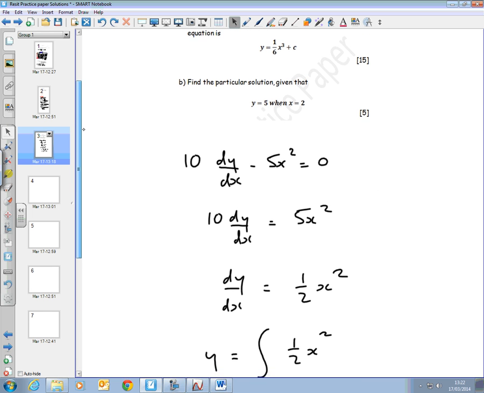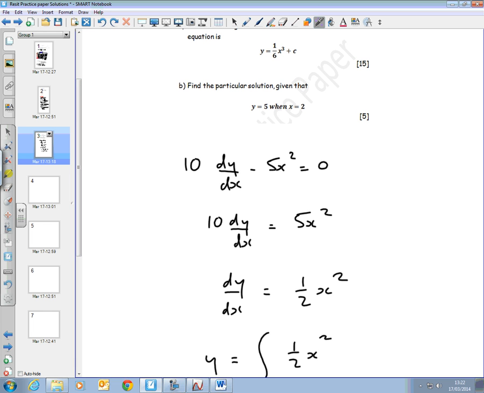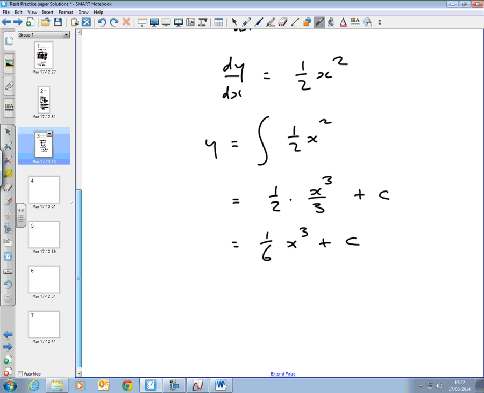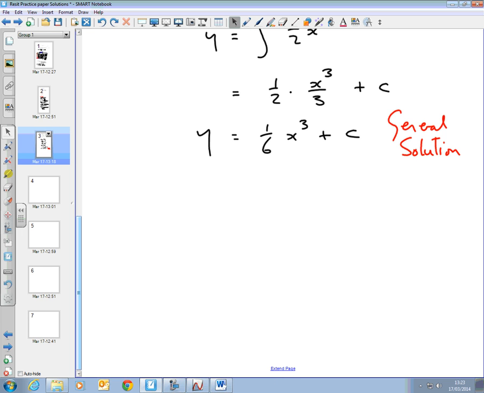Part B, find the particular solution given that y equals 5 and x equals 2. So that means that given this general solution here, and it's the general solution because I don't know c, by putting the values in for the particular solution for part B, I can find out what c is and then come up with this particular solution.